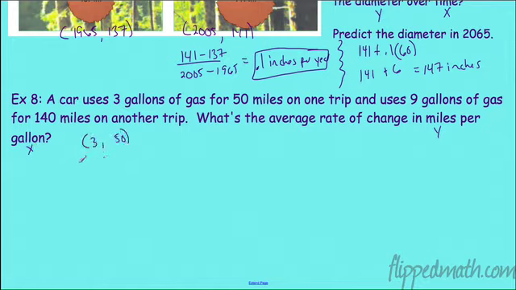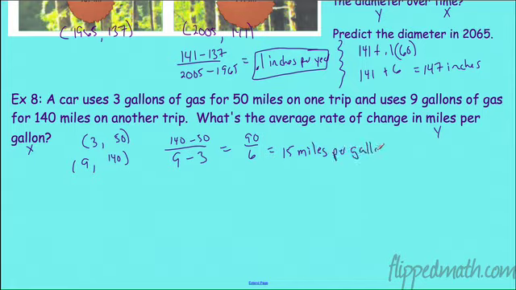So 3, 50 is 1 point. 9, 140 is the other point. So we have 140 minus 50 divided by 9 minus 3. Right, we get 90 divided by 6, which is, I believe, 15. And the units are important here. If you don't have the units, it's not right. Miles per gallon.